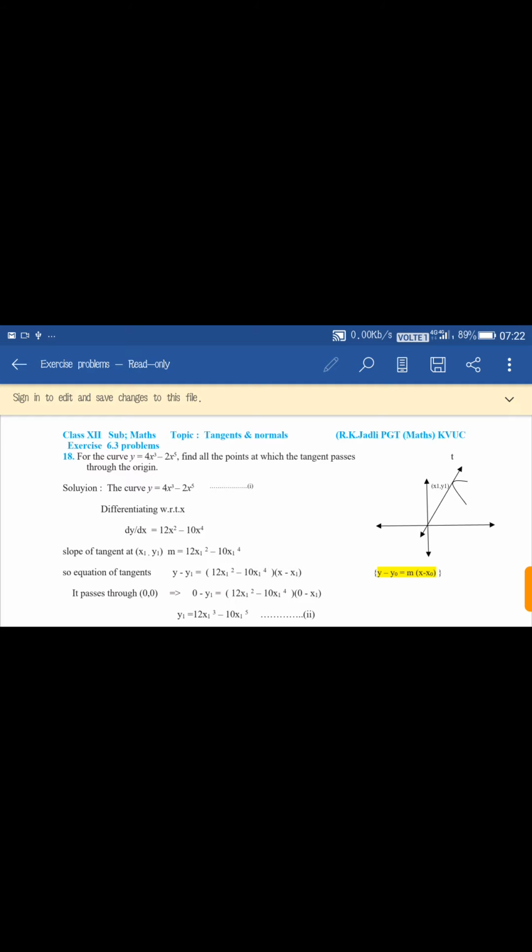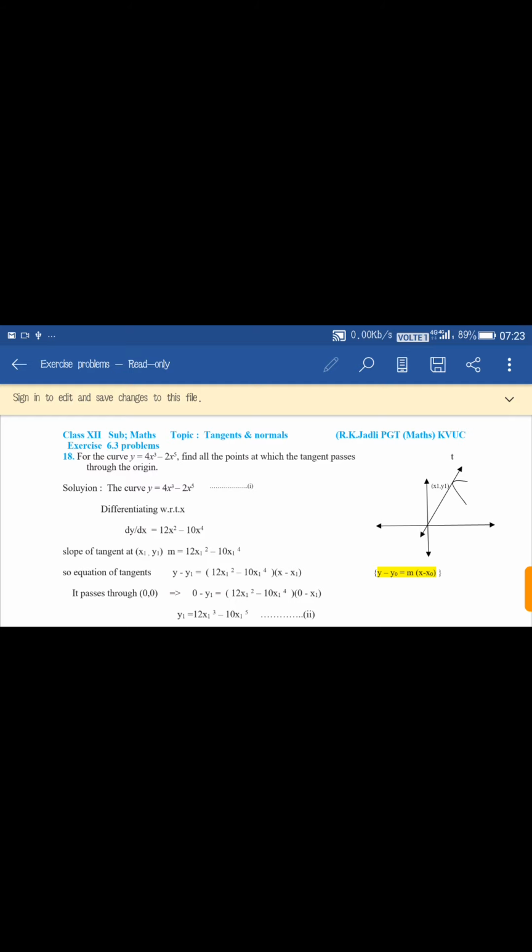Today I am taking some more questions from exercise 6.3, which are very important from the examination point of view. Here, from the exercise, question number 18: for the curve y = 4x³ − 2x⁵, find all the points at which the tangent passes through the origin.